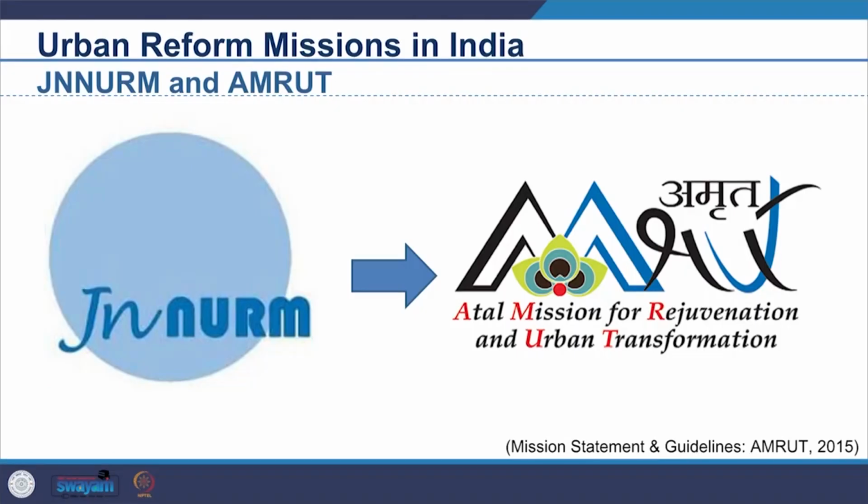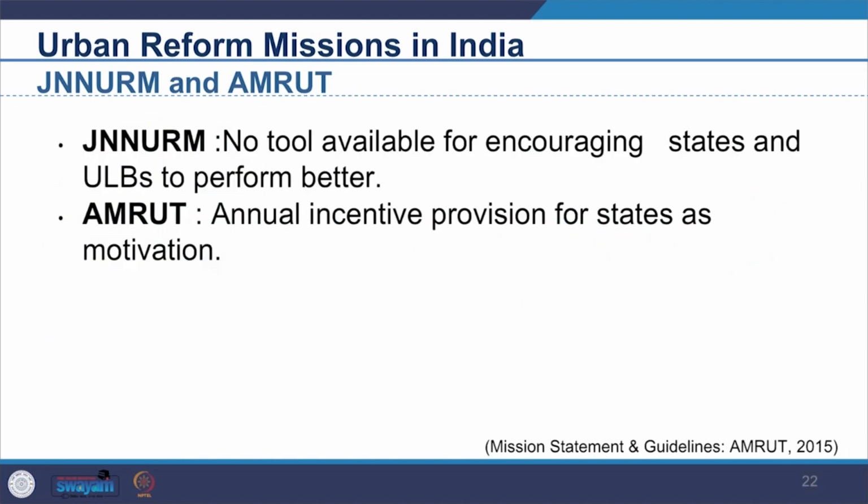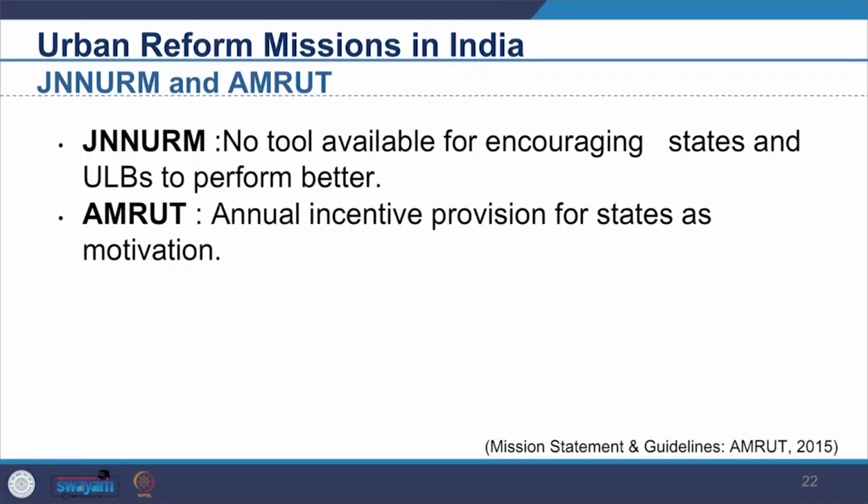The functional difference between the two, JNNURM and AMRUT, comes from the experience and learning we had from JNNURM. In JNNURM, it was found that there was no tool available for the states and ULBs to encourage better performance. Most of the ULBs had no incentive actually. The projects were imposed on them and they had no incentive to perform better. So, it was a burden for them. Whereas in AMRUT, there is now an annual incentive provision for states as motivation.